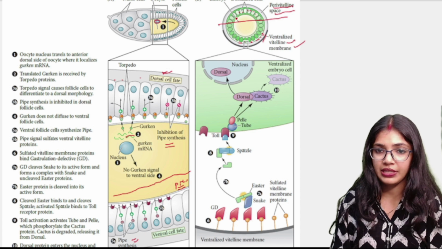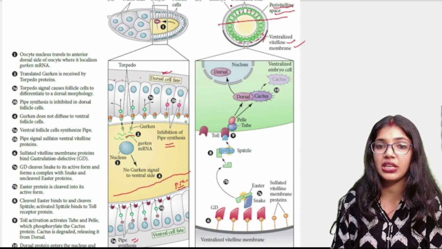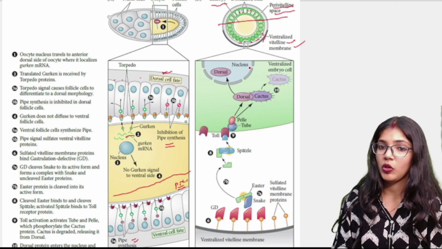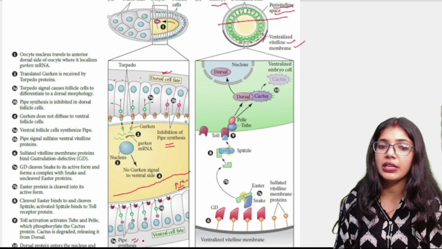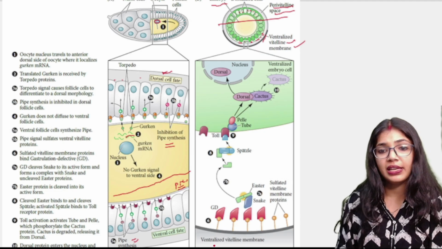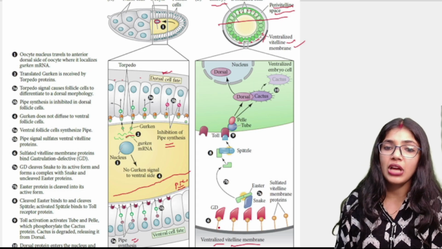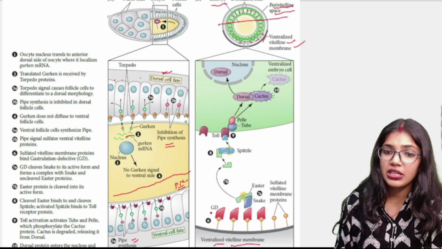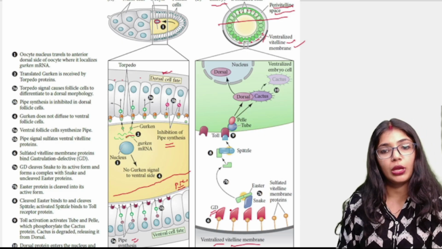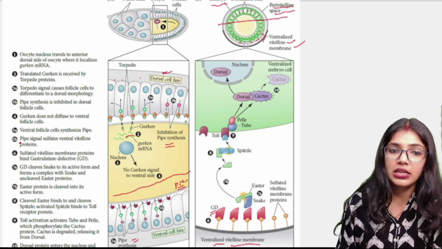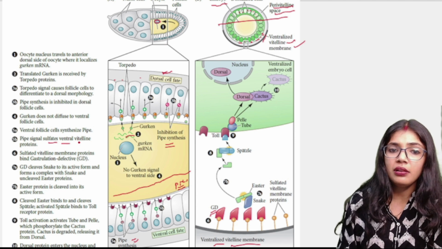Okay, these are the ventralized cells and these are the dorsalized cells of the embryo, and this is taking place in the fertilized egg. Okay, so when the pipe protein is synthesized, it is activating some ventralized vitelline membrane proteins, which are, after the phosphorylation, the GD is being attached with it.